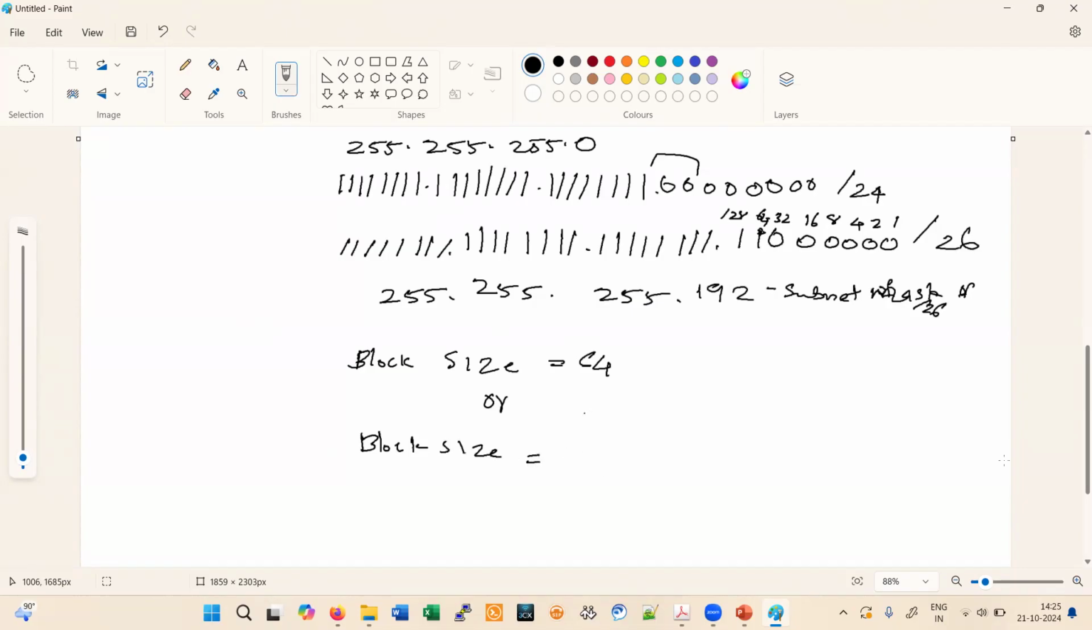Block size is equal to 256 minus the decimal value of the borrowed bits. We have borrowed 2 bits, right? So the decimal value of that is 128 plus 64, that is 192. So the answer would be 64. You got it right.